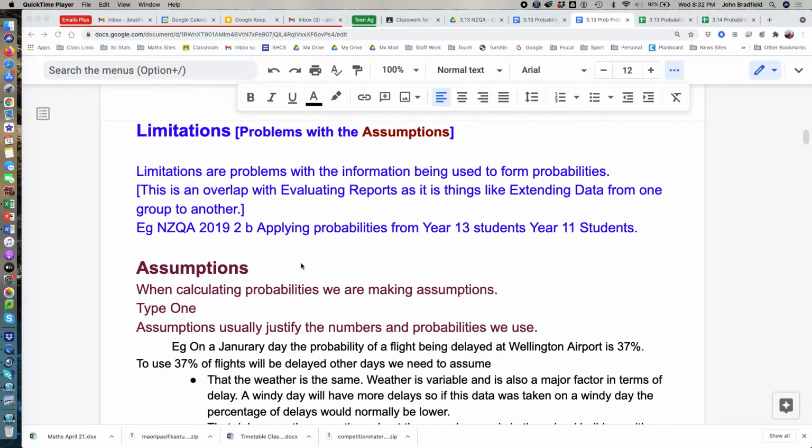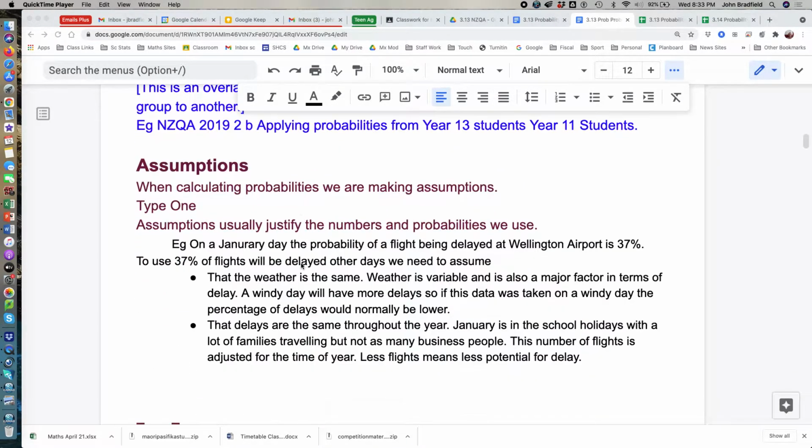We'll just look at another type of thing. So you'll often be asked in a question, what assumptions are you making? This is taken from an old exam question. And they say on a January day, the probability of a flight being delayed in Wellington is about 37%. So if we're going to use that 37%, there's a number of flights coming in and we're working out the probability one or two or more of them are delayed.